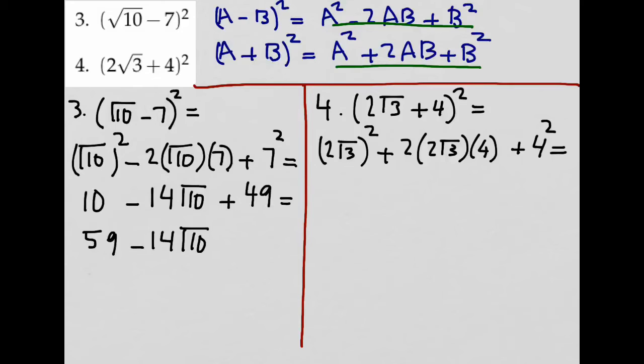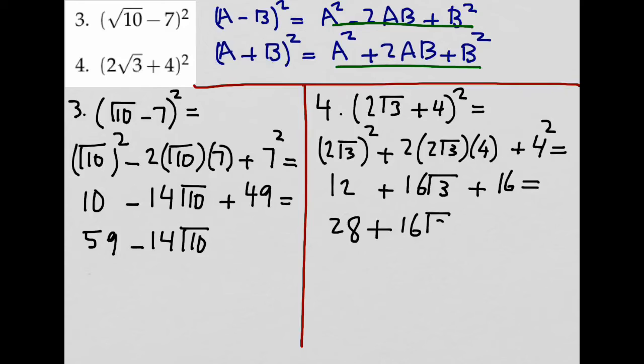2 square root of 3 squared is 4 times 3, which is 12, plus 2 times 2 times 4 is 16 times root 3, plus 16. So the simplified answer is 28 plus 16 square root of 3.